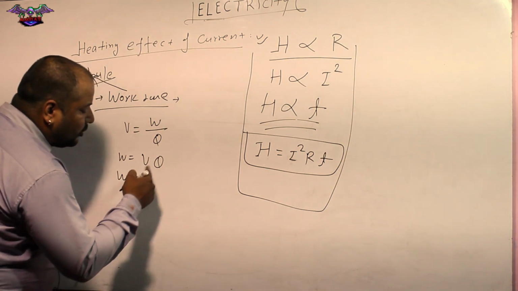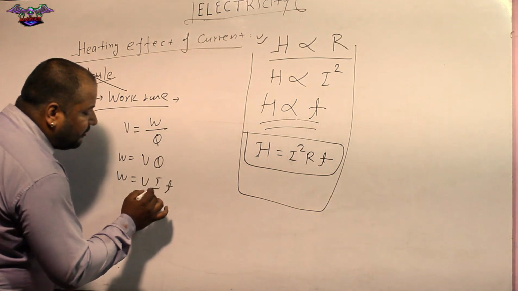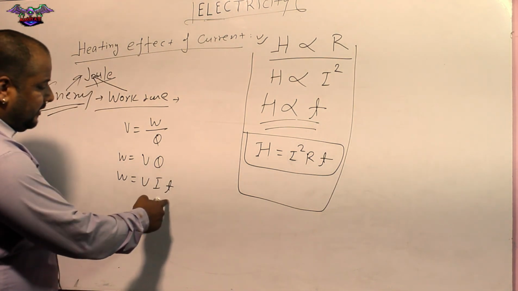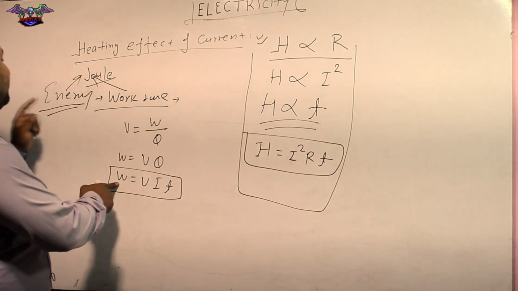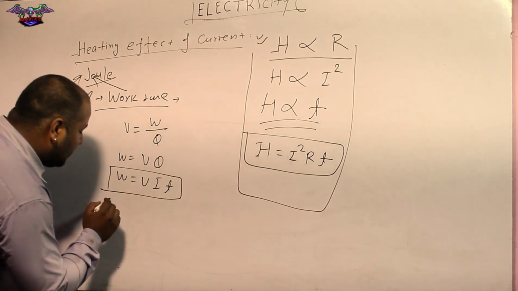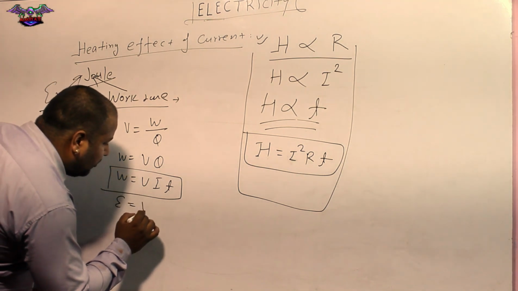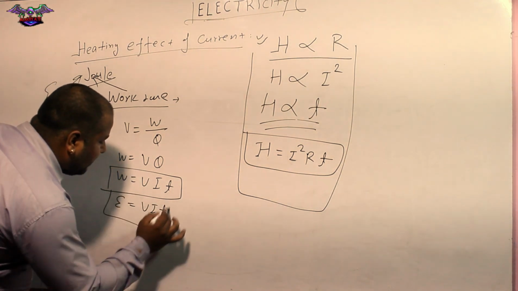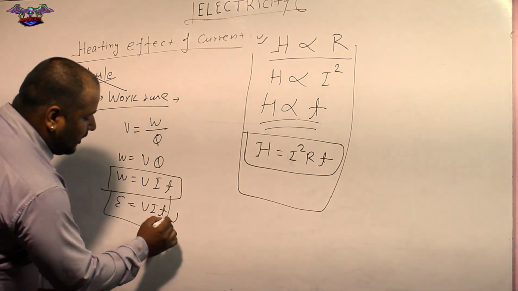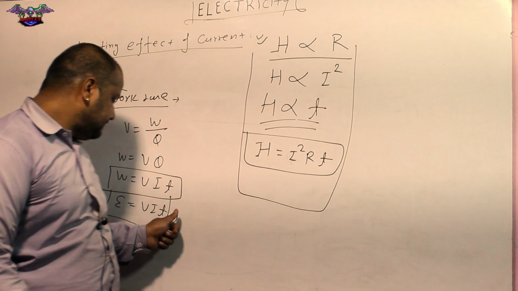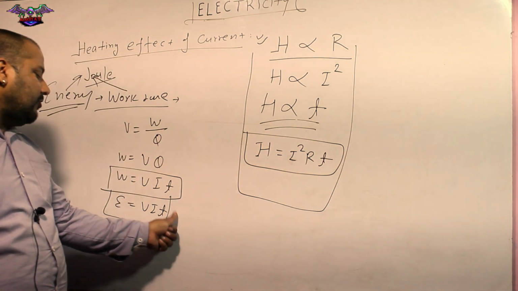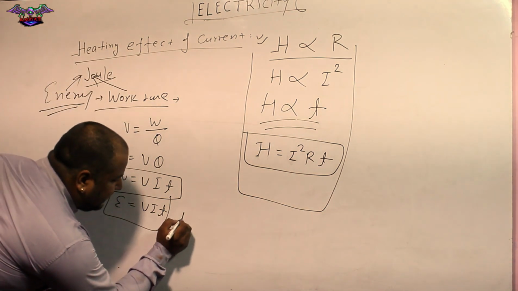Work done: V equal to Q upon... Q equal to current into time, Q equal to IT. So W equal to VIT. Work done is similar to energy, equal to VIT. This is the formula for the energy, in joule. VIT, joule. Got it?